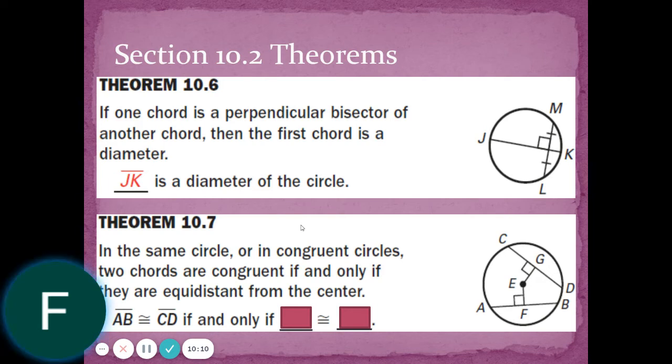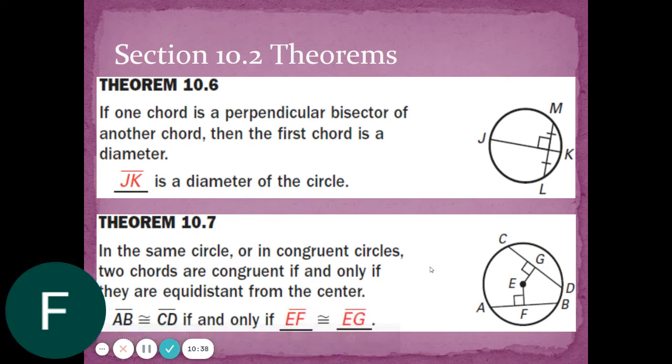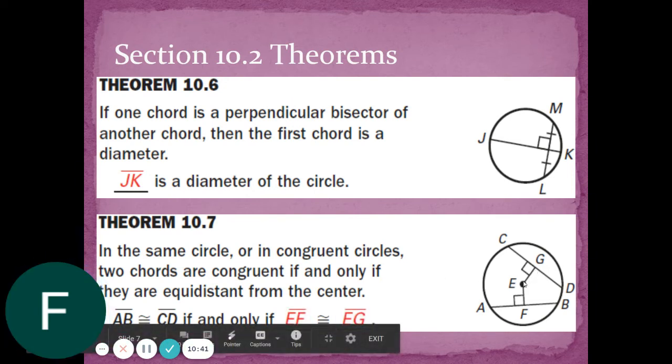And our last theorem here, 10.7, says in the same circle or in congruent circles, two chords are congruent if and only if they are equidistant from the center. So this is saying that the center is equidistant because we have segments here, EG and EF. That means that AB is going to be congruent to CD, right? So these segments have to be equal for the chords to be equal, and vice versa.